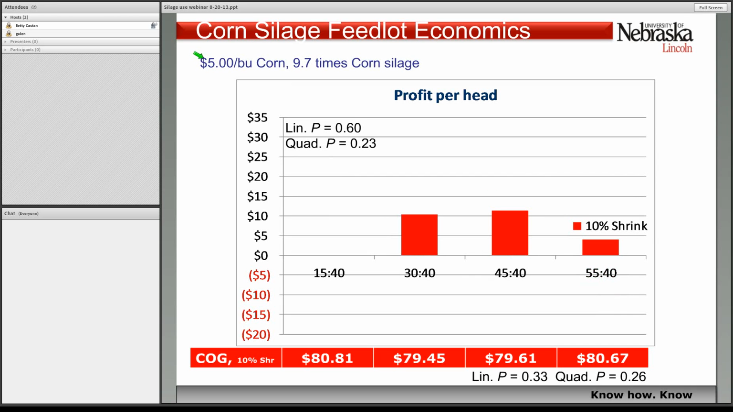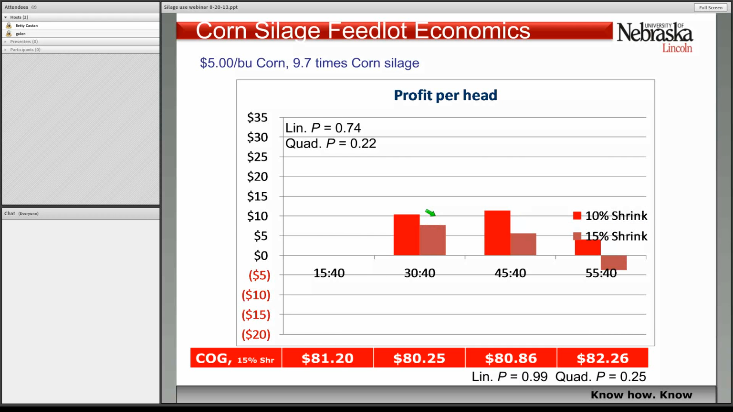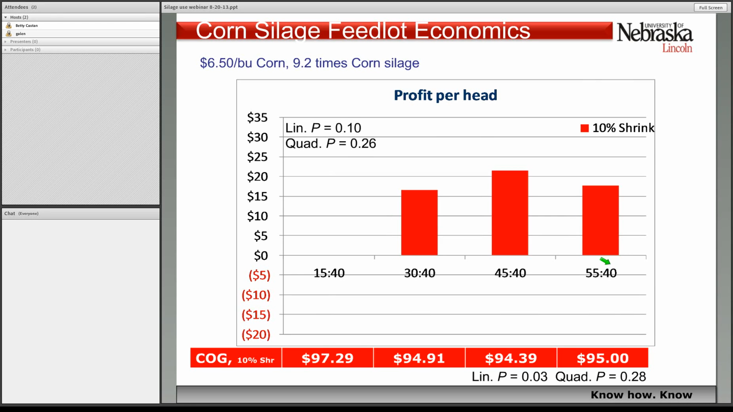If you jump to $5 per bushel, notice that the silage looks more favorable, and at 30 and 45, there's really no difference. And it tended to be quadratic. We think it's quadratic, but we weren't able to pick that up with statistics done on each pen. And then if you go to the 15% shrink, again, you can see that decreases that profit opportunity of feeding more silage quite dramatically. And so how we manage shrink is critical.